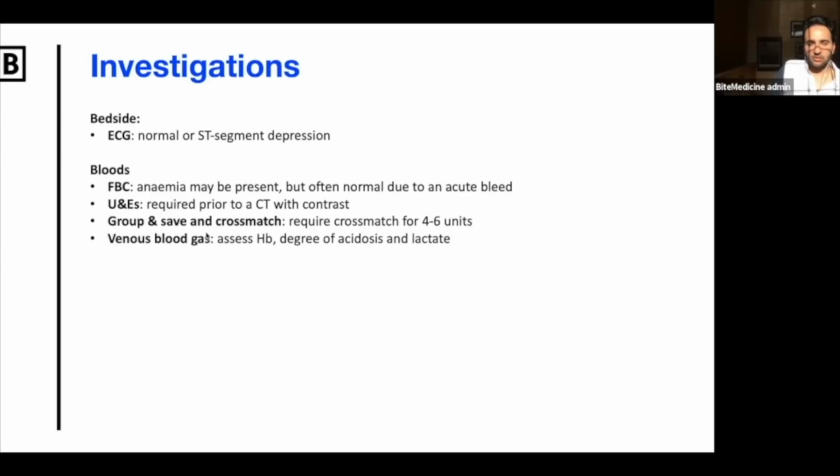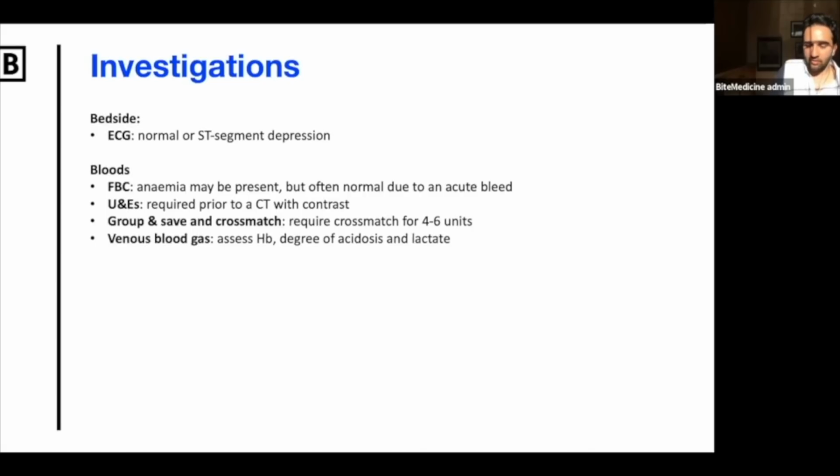Next blood test we're going to do: group and save and cross-match. We will need to know the type of blood that the patient has, and these patients are inevitably going to need a transfusion if they're going to theatre. So cross-match 4 to 6 units so that it is available. As F1s particularly, that's going to be your job. If this patient's having an aortic dissection and you forget to do that and no one remembers to check, that patient could die. So remember to do that.